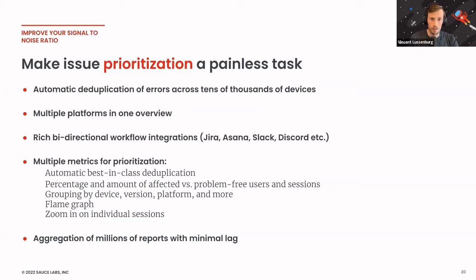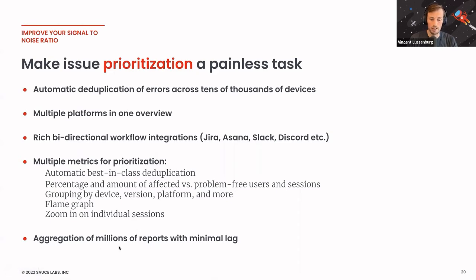Now that you've instrumented your app to send that information to Backtrace, we want to help you improve your signal to noise ratio, because drinking from the fire hose of crash reports is great, but that doesn't mean you actually understand better what's going on, right? So how does Backtrace make prioritization a painless task? We're going to look at automatic deduplication, multiple platforms in one overview, the bidirectional workflow integrations with Jira and Asana, and different metrics for prioritization that I partially already mentioned. That includes deduplication, problem-free users and sessions, grouping by device, version, platform, and more, flame graph, and zooming in on individual sessions. I'll show that to you in the demo.